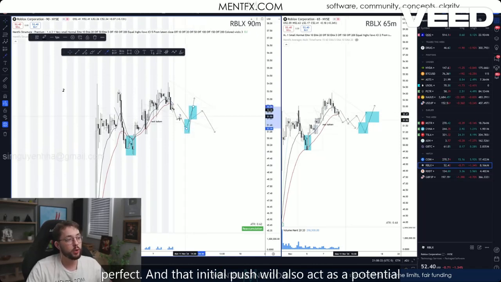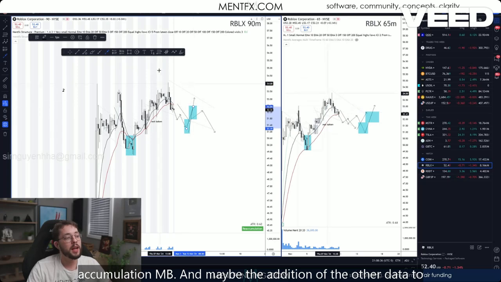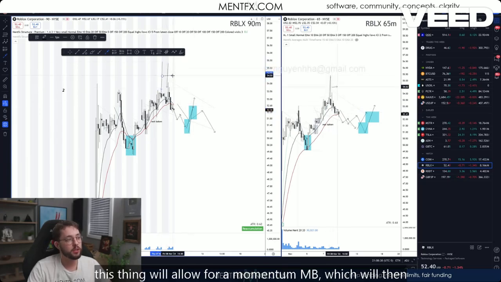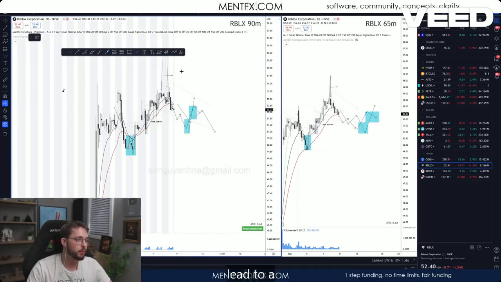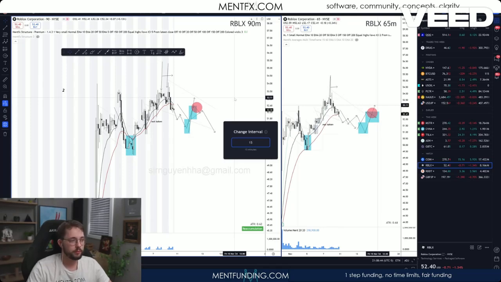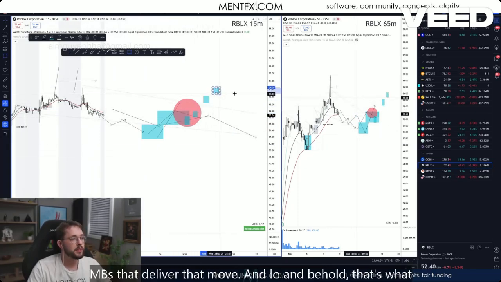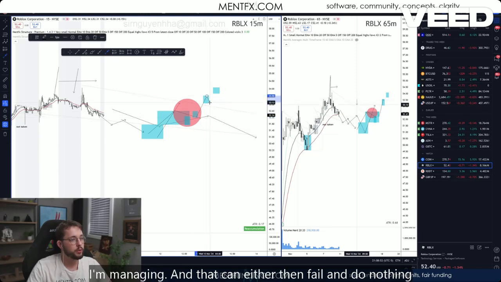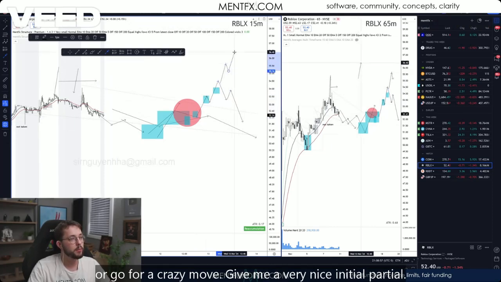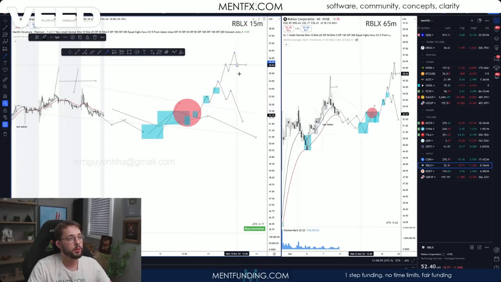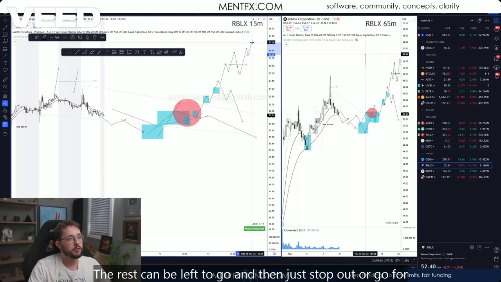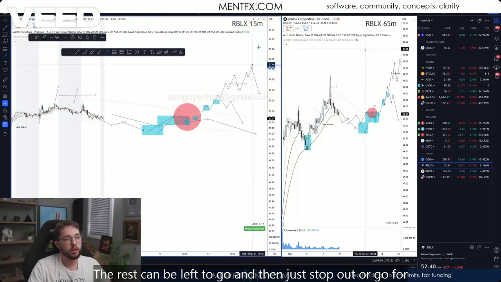And that initial push will also act as a potential accumulation MB. And maybe the addition of the other data will allow for a momentum MB, which will then lead to a 15-minute accumulation MB, a double MB entry into the momentum MBs that deliver that move. And lo and behold, that's what I'm managing. That can either fail and do nothing, or go for a crazy move, give me a very nice initial partial. The rest can be left to go and then just stop out, or go for a crazy move.